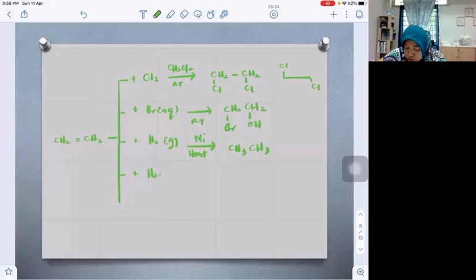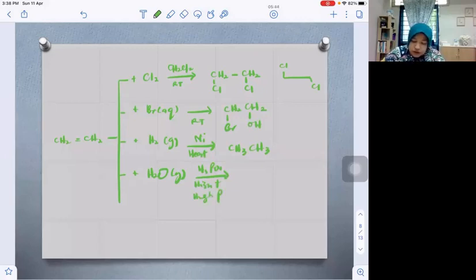And then the next reaction is the reaction with H2O, hydration. We just need to follow the table that is given. H2O gas, with the condition of the presence of H3PO4. It happens at high temperature and high pressure.